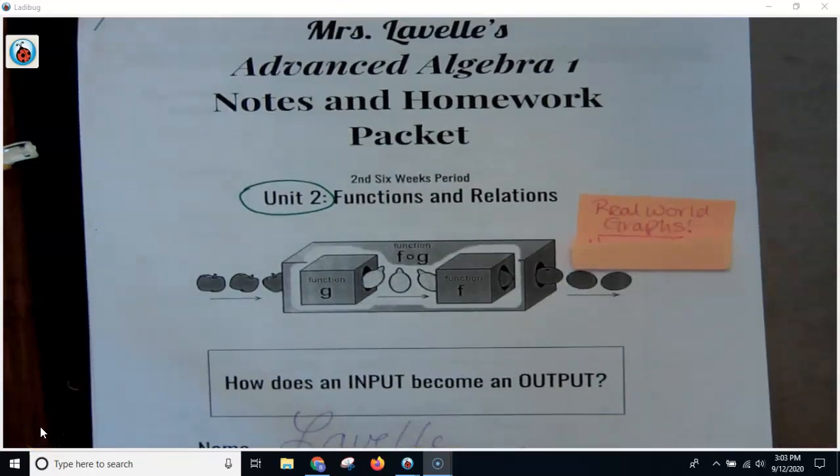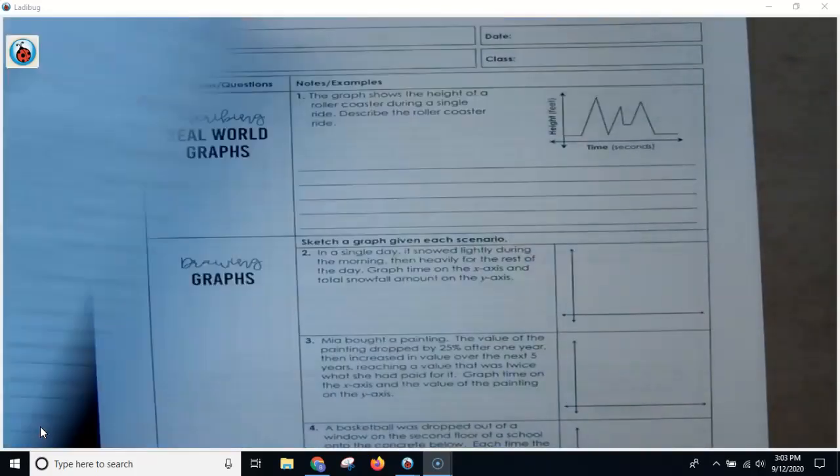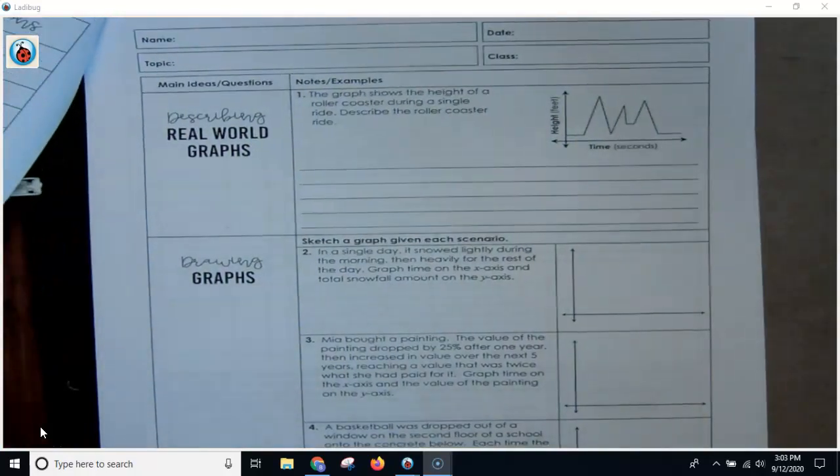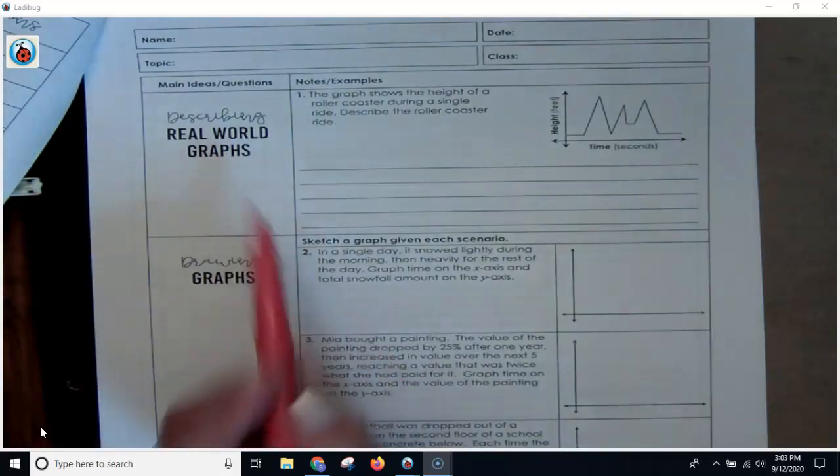Alright, you guys, we are back. We are going to be talking about real world graphs. So go ahead and open your packet to this page right here, describing real world graphs.